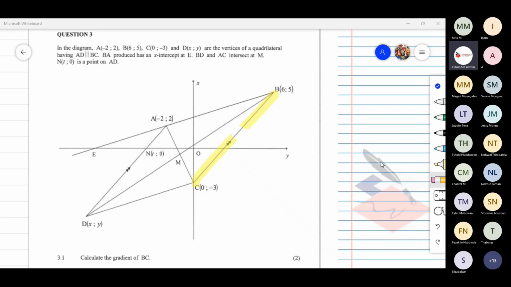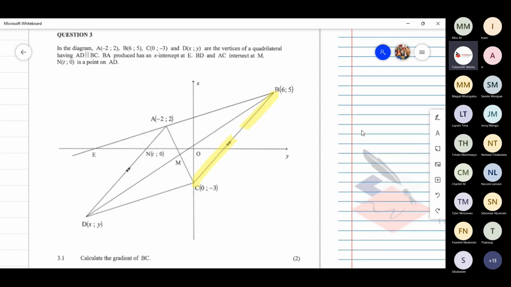So we needed to now calculate the gradient BC. In order for us to calculate the gradient BC, as I previously mentioned, you are going to use the formula M equals change in Y over change in X. I know some students prefer to use 1 minus 2 or 2 minus 1. It doesn't matter which you use as long as it's consistent. You can't use x1 minus x2 and at the bottom swap it over, use 2 minus 1. If you use 1 minus 2 at the bottom, you also have to use 1 minus 2. Keep that in mind when doing gradient questions.